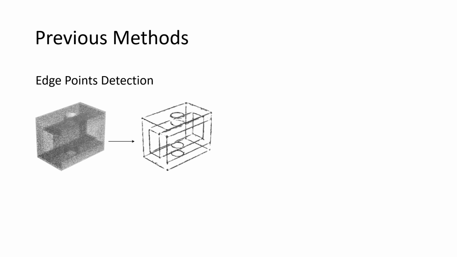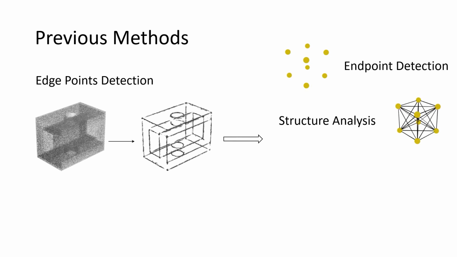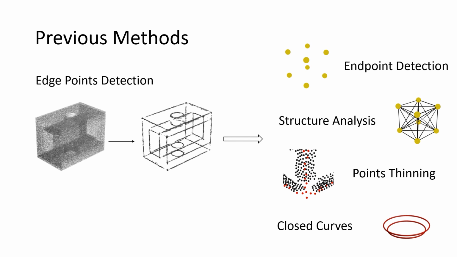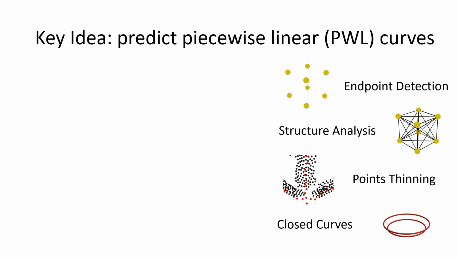Moreover, it is also difficult to figure out the edge structure in naturally unstructured points. For example, it requires accurate endpoint detection and correct connection relationship for curves. Edge points have to be simplified for fitting. And we usually need a special algorithm to handle the closed curves. All of these processes will affect the final results. So we are motivated to directly predict structured piecewise linear curves from a point cloud.